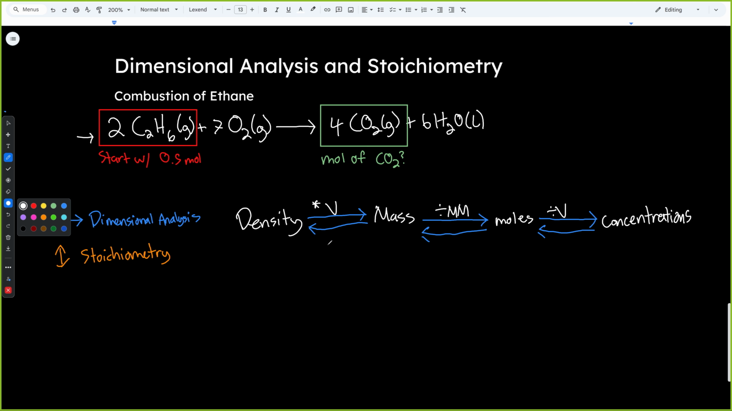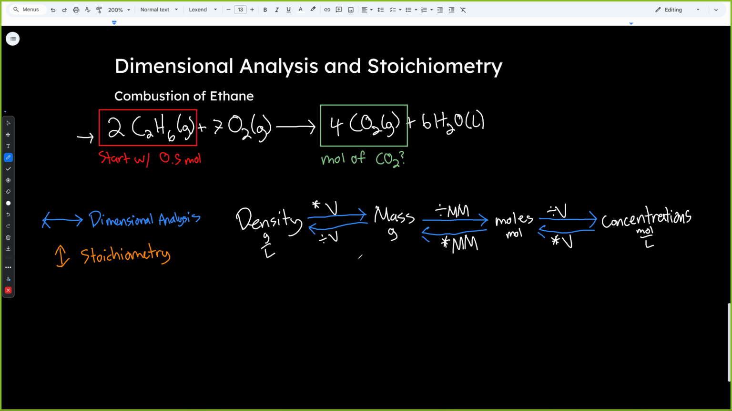So if we're trying to go from mass to density, then we're going to be dividing by volume, right? Which makes sense. Density is equal to mass divided by volume. If we're trying to go from moles to mass, then we're going to be multiplying the number of moles by the molar mass. That's going to cancel out the moles and leave us with mass. If we're trying to go from concentration to moles, then we're going to be multiplying by the volume, which should make sense. Concentration, I'll write the units underneath. Concentration is moles per liter. Moles is obviously just in moles. Mass is in grams, and density is in grams per liter.